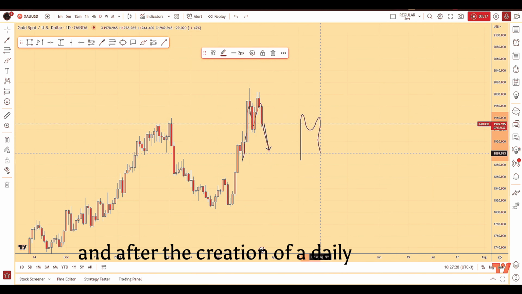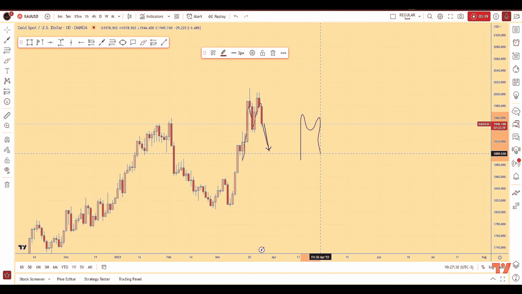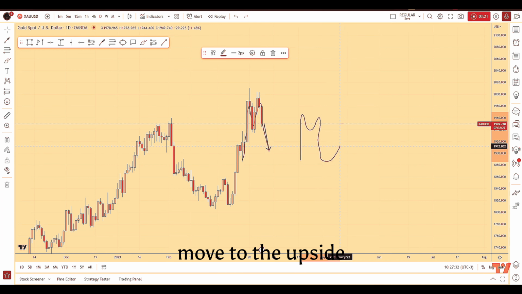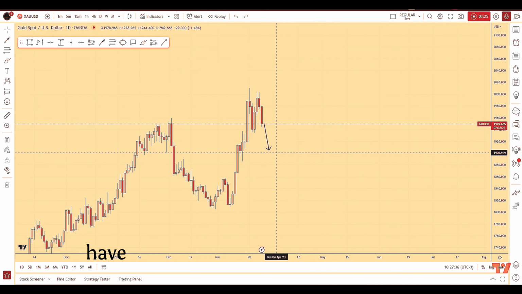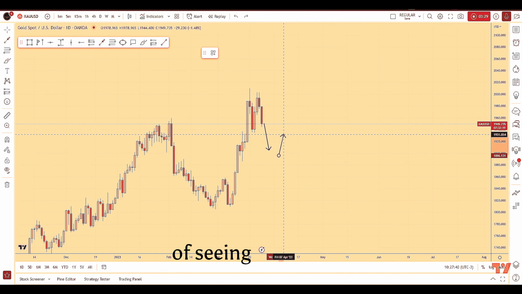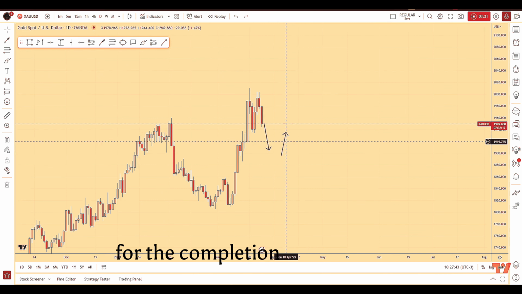And after the creation of a daily M pattern, what we could expect is a potential move to the upside for the completion of the M pattern at the neckline. So if we will actually have the creation of this daily M pattern, we would have very good probabilities of seeing a potential move to the upside for the completion of the pattern.